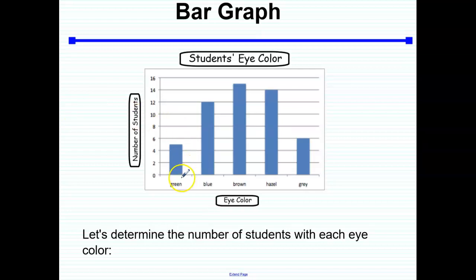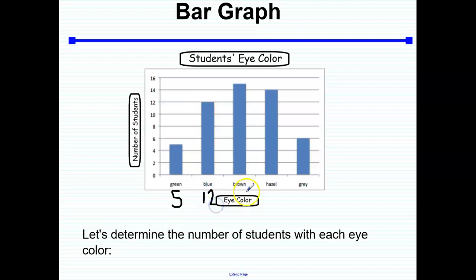I see for green, the number of students who have green eyes is between 4 and 6. Well, you guys just told me if the number of students with green eyes is right in the middle between 4 and 6, I automatically know that 5 students have green eyes. I'm going to write it so that I remember. Okay, well, the number of students with blue eyes, I look right at my scale. The bar represents the value of 12 because it's exactly at the number 12. So 12 students have blue eyes.